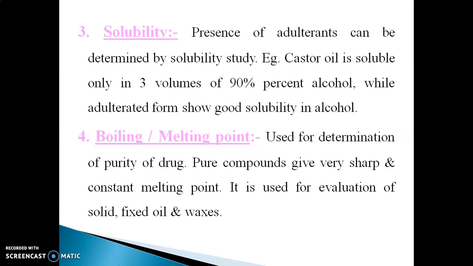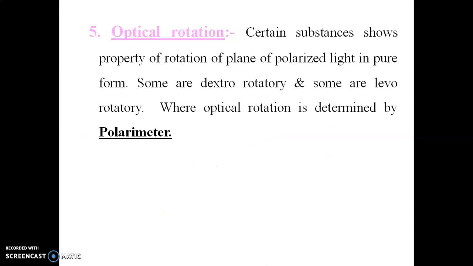And the fourth one is boiling and melting point. These are used to determine the purity of a drug. Pure compounds give a very sharp and constant melting point, and it is used for evaluation of solid, fixed oils and waxes.